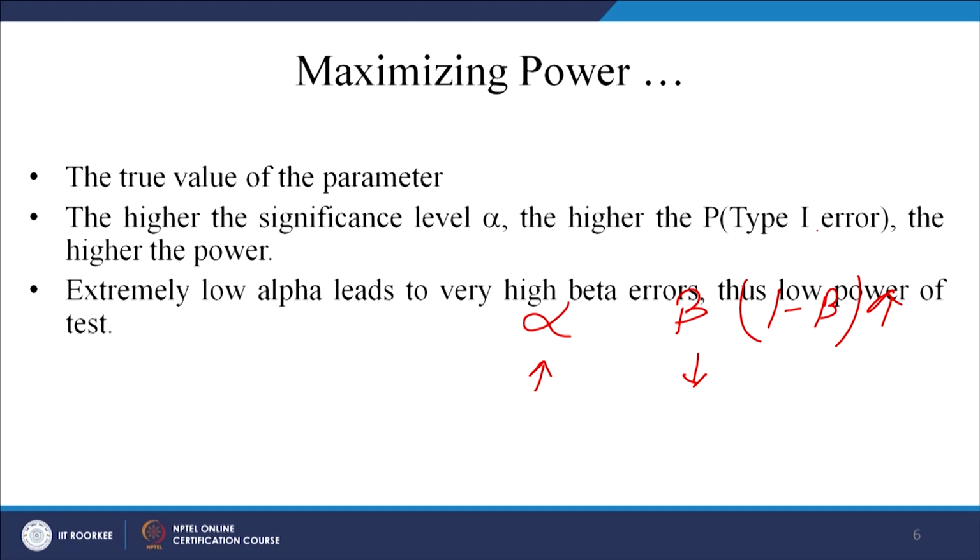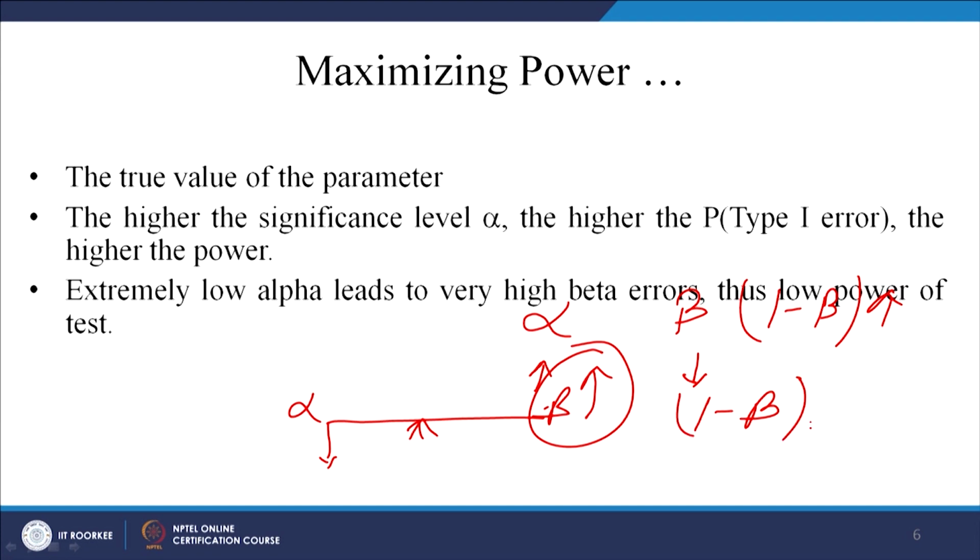Extremely low alpha leads to very high beta errors, right. Thus, lower power of the test, as I just explained. If your alpha value is at a very low level, say 0.01, then alpha and beta are like a swing. So, they cannot be the same. If alpha is going down, beta tends to go up. So, a very low alpha will lead to very high beta errors, thus the power of the test will go down, since power of the test is 1 minus beta.